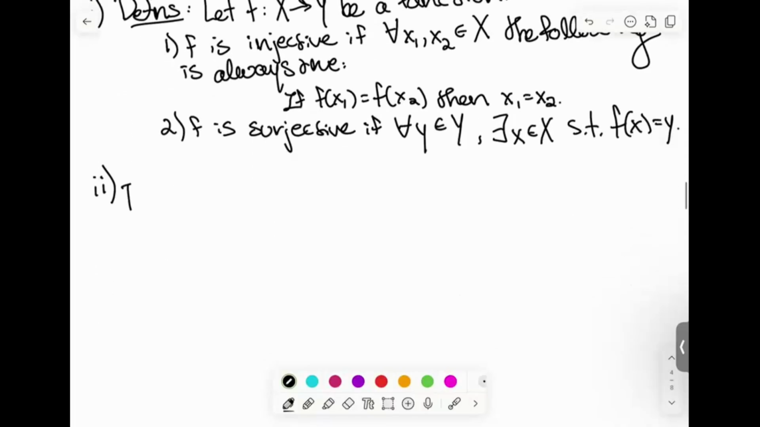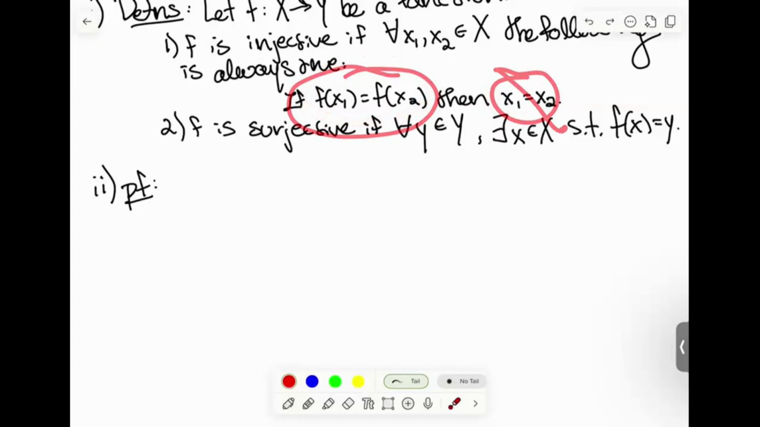Not injective means I just need to find a case where this fails. And remember, the negation of an if-then is an and statement. So I need to find a case where f of x1 equals f of x2, but x1 does not equal x2. I want to show a case where this is true, but this is not true.